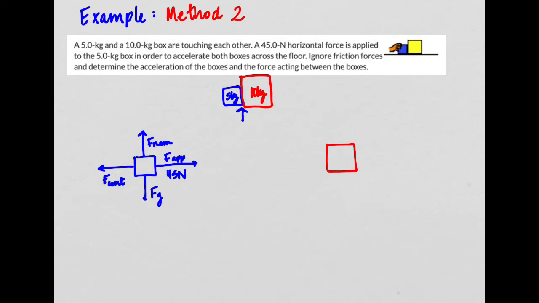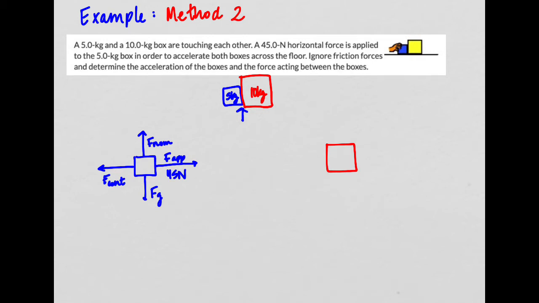Remember, for every... do we know that yet? No, we haven't gotten to that law yet. Well, the 5 kilogram box isn't moving through the 10 kilogram box, right? So just like the normal force and the gravitational force, we have to have a force pushing back in the opposite direction of the applied force. So that is what we have for the first 5 kilogram object.